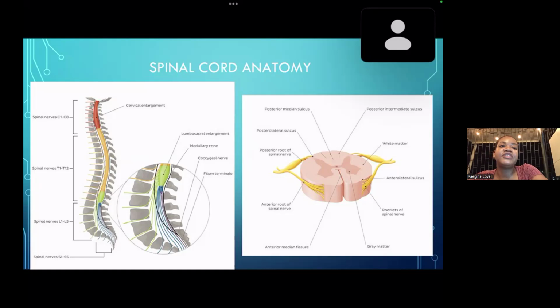Now, throughout the length of the spinal cord, there are 2 enlargements to accommodate innervation for the upper and lower limbs. So there's the cervical enlargement, C3 to T2, and the lumbosacral enlargement. On the cross section, you can see, again, the internal morphology of the spinal cord, and you can see the gray matter centrally and white matter, just like the rest of the central nervous system. Externally, there's a left and right anterolateral and posterolateral surface, which features a number of grooves known as fissures and sulci.